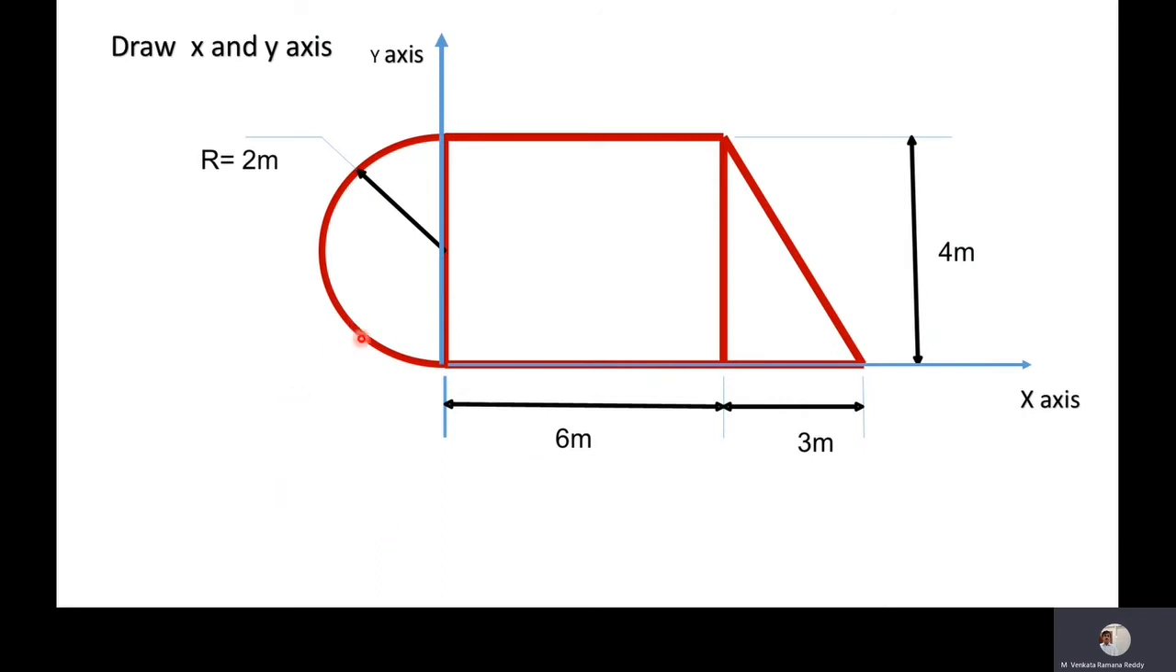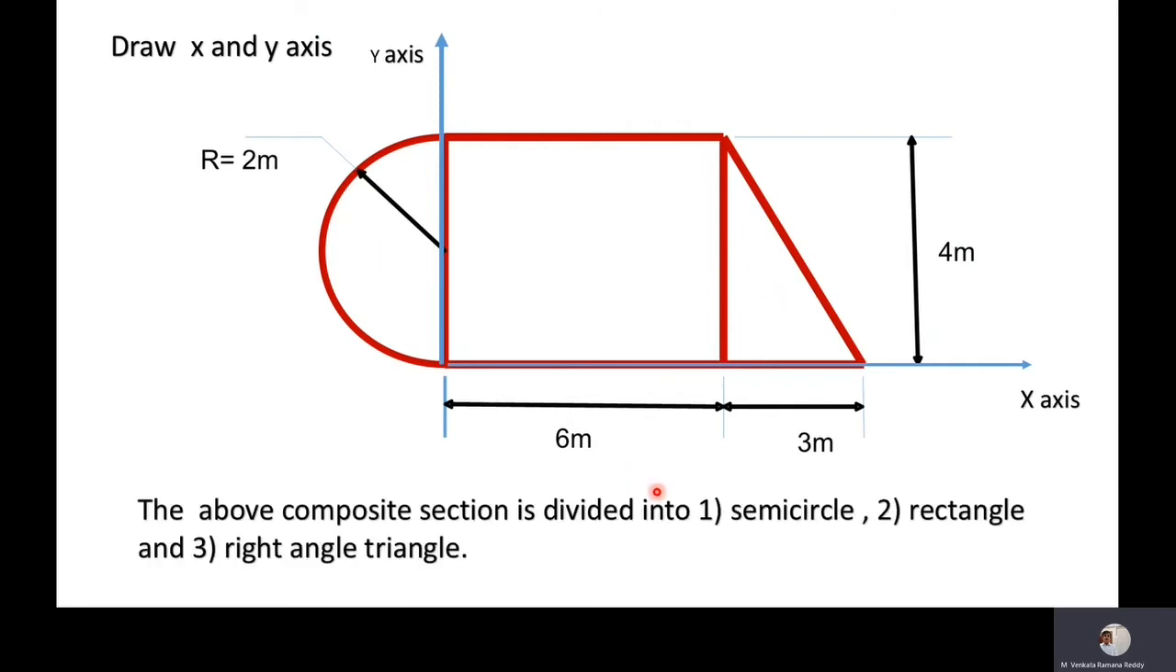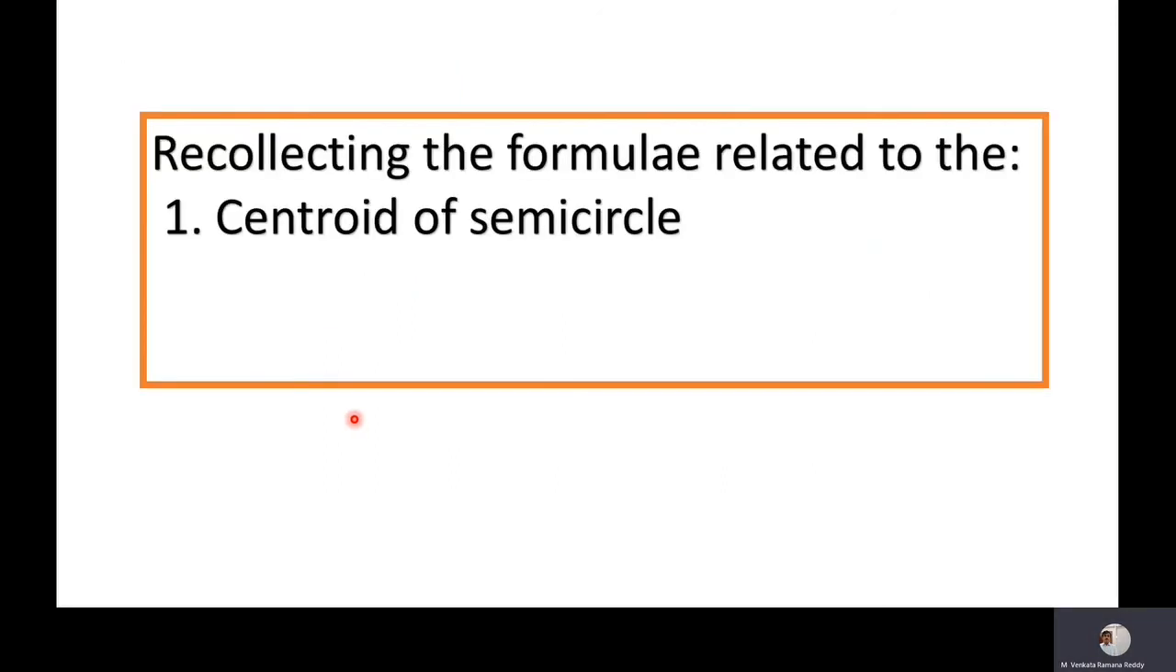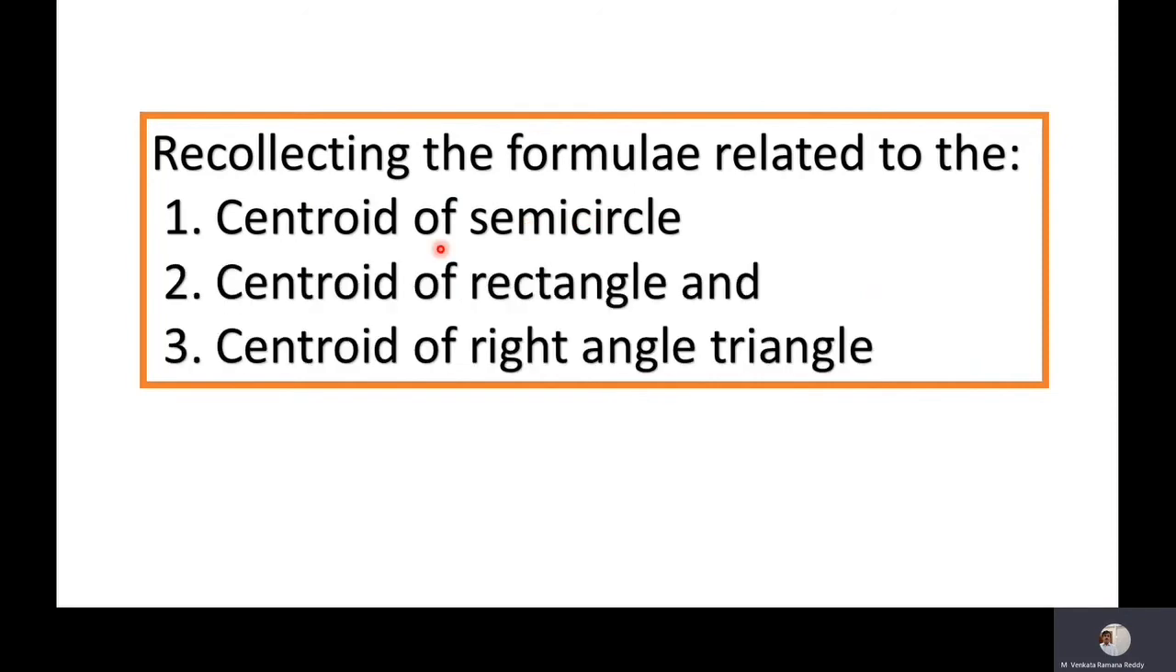After that, we have to divide this total composite section into subparts, say semicircle, rectangle and triangle. The above composite section is divided into semicircle, rectangle and right angle triangle. This is the first part, this is second and this one is third. Let's recollect the formula related to the centroid of semicircle, rectangle and right angle triangle.